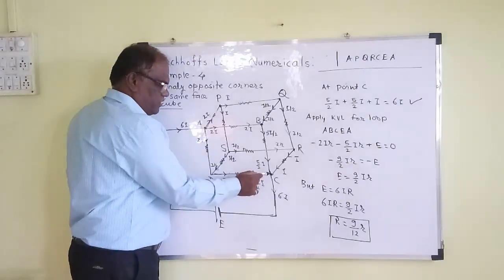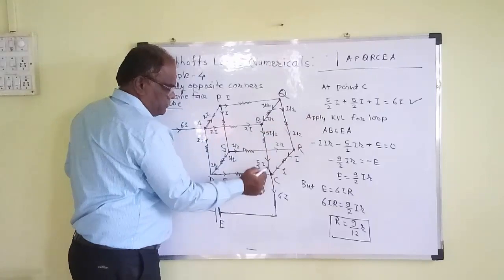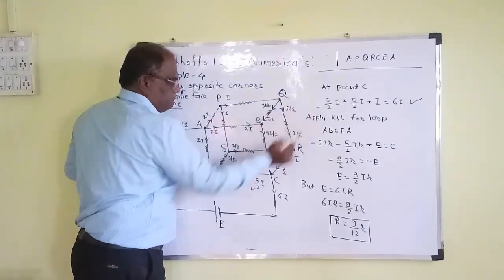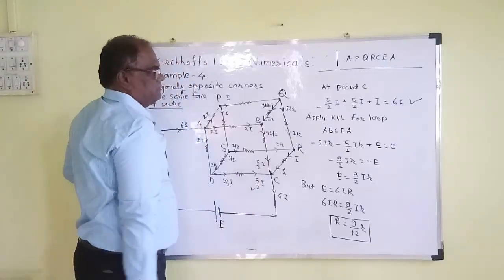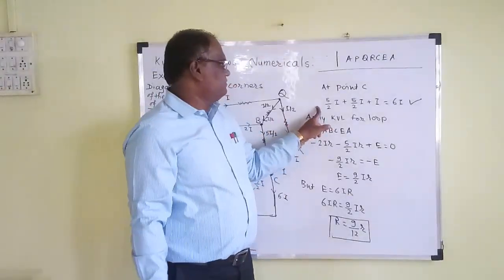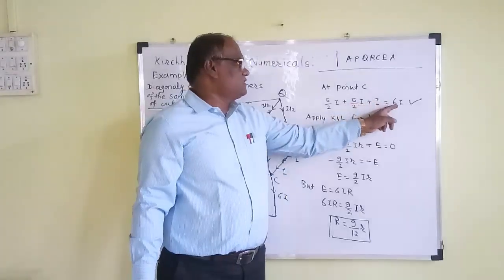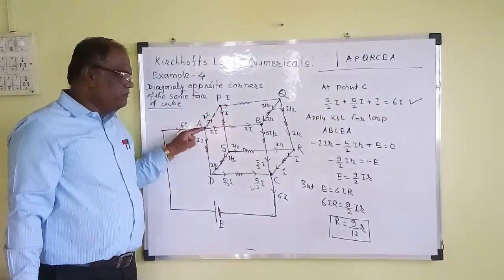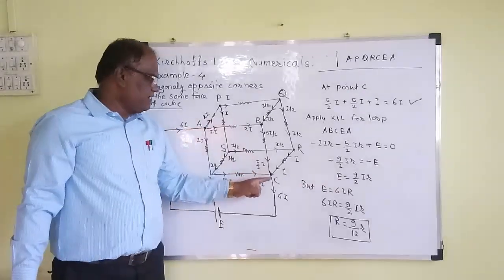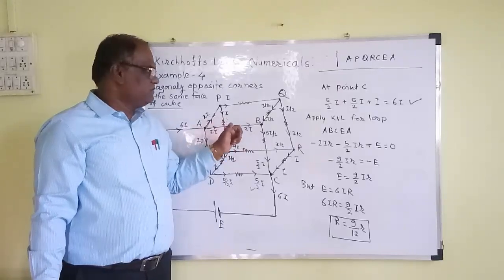See here, what is the value of total current at the point C? 5 by 2 I, 5 by 2 I and I. Take the sum, 2.5 plus 2.5, that is 5, 5 plus 1, 6I. That means 6I current is entering the cube and 6I current is leaving the cube. Thus our distribution of current is correct.